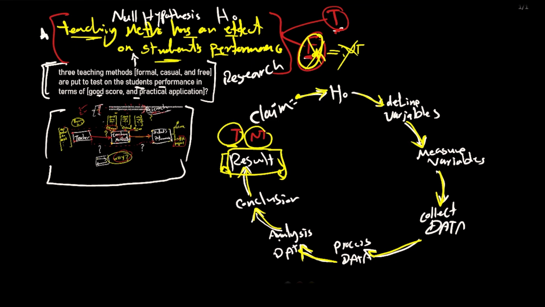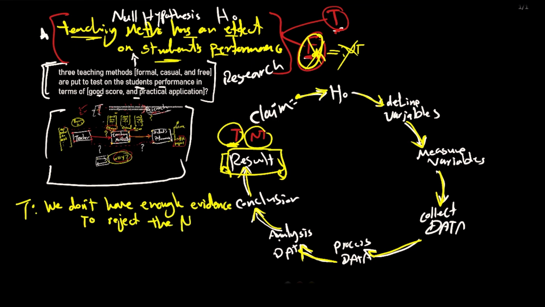The first statement, if it is true, watch carefully what we write: we don't have enough evidence to reject the null hypothesis, which is as we had defined here. It's my claim. So for the time being, we would assume that it is true, but that doesn't mean it is true, but rather that we don't have enough evidence to prove otherwise.